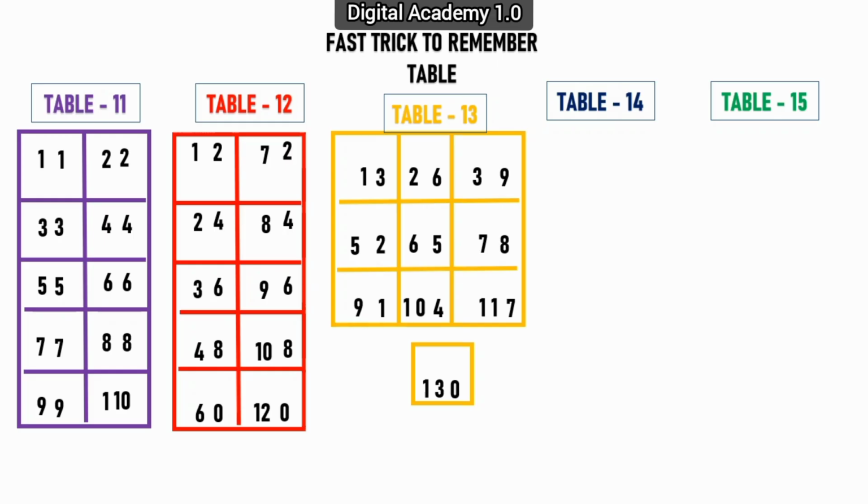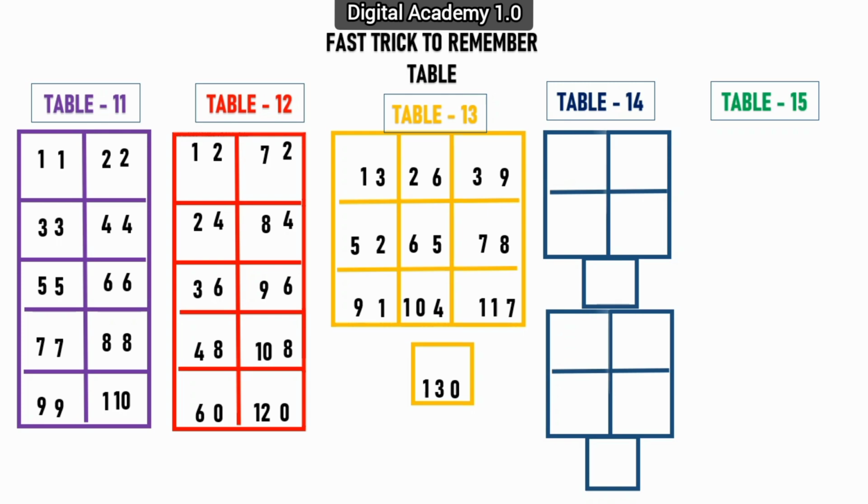Next, let us see the 14 table. Here are also two steps. In the first step, enter the even numbers from the bottom in both boxes. Like 0, 2, 4, 6, 8.